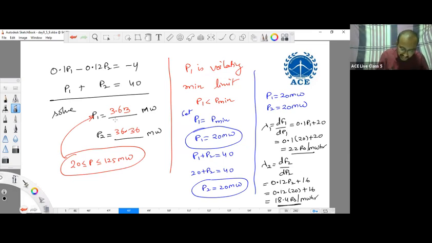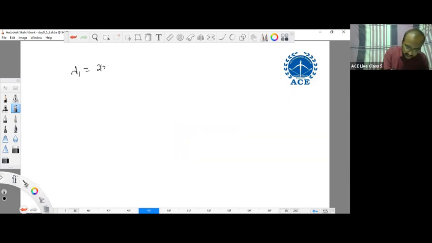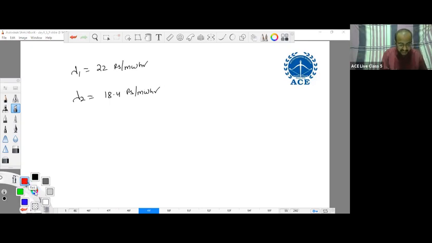Observe here, P1 is violating the limit. So you should not consider lambda 1. Lambda 1 is 22 rupees per megawatt hour, and lambda 2 is 18.4 rupees per megawatt hour. So which value is to be selected?